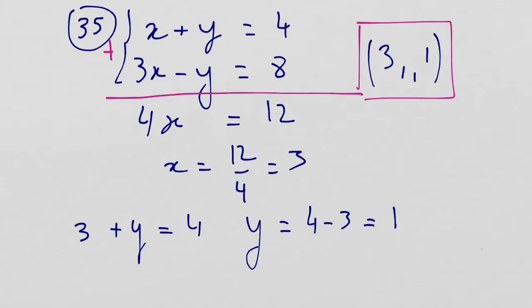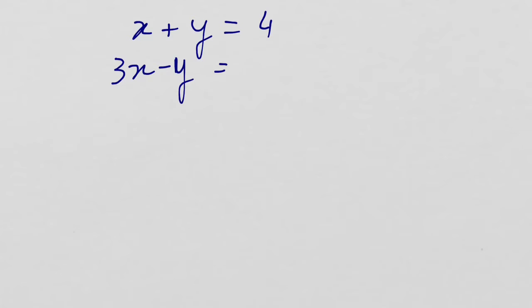Okay? It was pretty easy to figure out that if I add these two equations, y will disappear. But I could do it by trying to make x disappear. So let's try to do that with problem number 35. Let me write again problem number 35. We have x plus y equal 4, and then we have 3x minus y equal 8. Well, obviously, if I want to get rid of the x, I need to multiply the first line by negative 3.